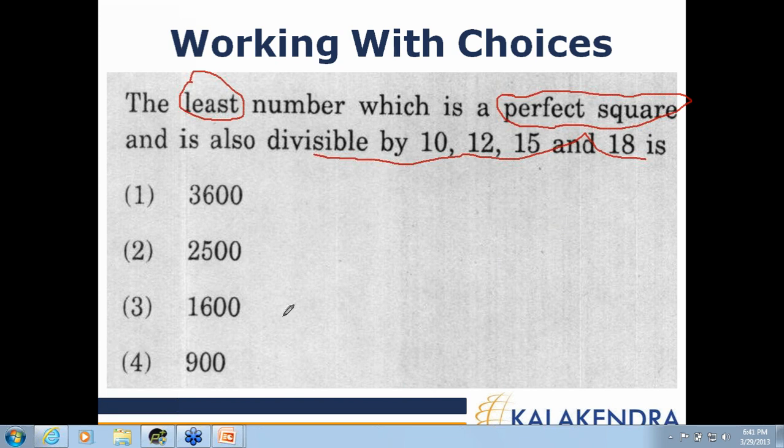Now, if I look at these choices, my least number is 900, and hence I must examine this answer option first. Is it divisible by 10? Yes, it is. Is it divisible by 12? Yes, it is. Is it divisible by 15? Again, yes. Is it divisible by 18? Again, yes. So it satisfies all the conditions.